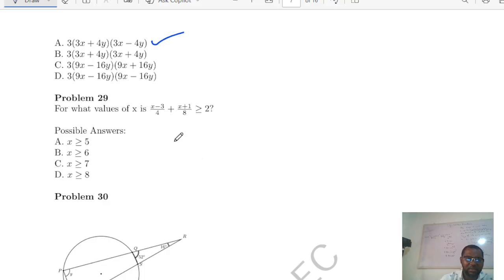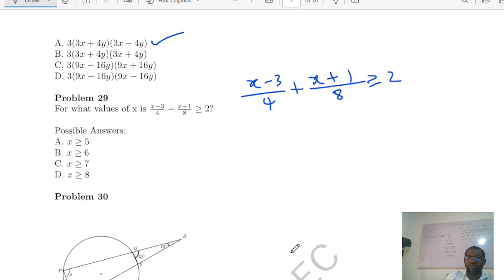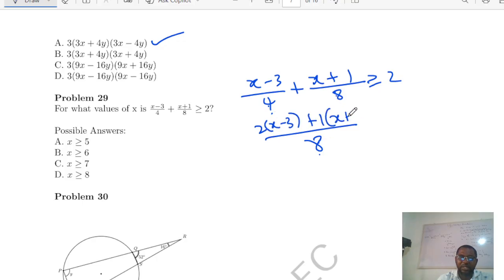And we have this, so let me write it here. x minus 3 over 4 plus x plus 1 over 8 is greater than or equal to 2. I think we can find the LCM first. The LCM is 8. 8 divided by 4 is 2. 2 times this will give me 2 into x minus 3. Plus 8 divided by 8 is 1. 1 times this will give me 1 into x plus 1. All greater than or equal to 2. So this is 2 into x minus 3 plus 1 into x plus 1 is greater than or equal to 8 times 2, which is 16.